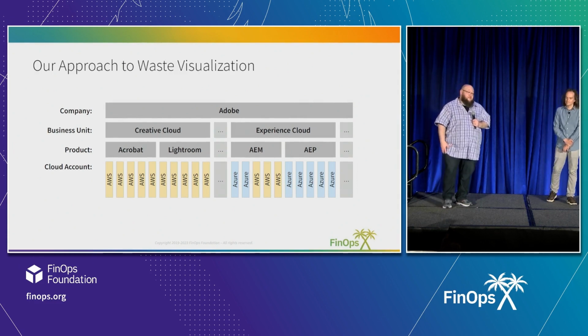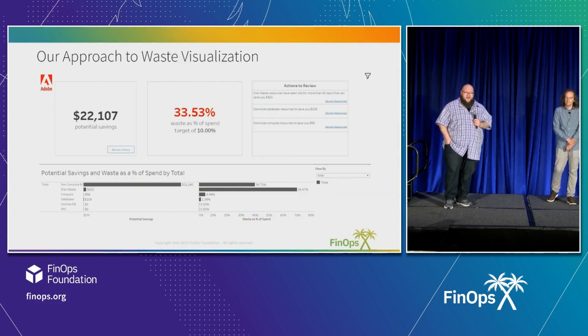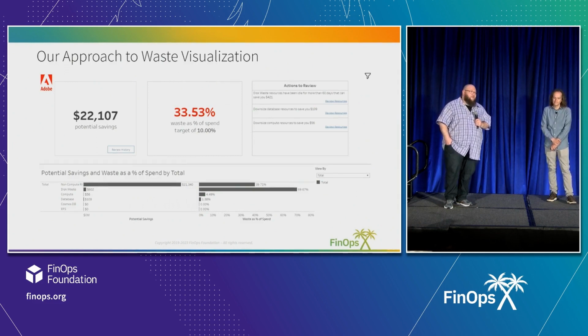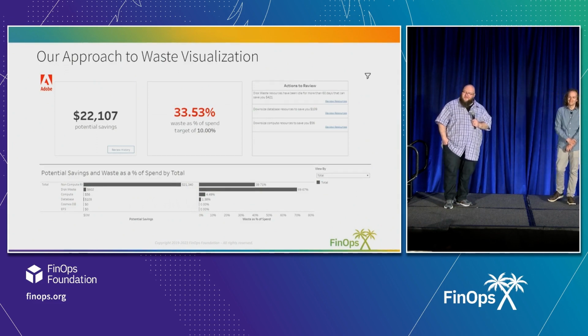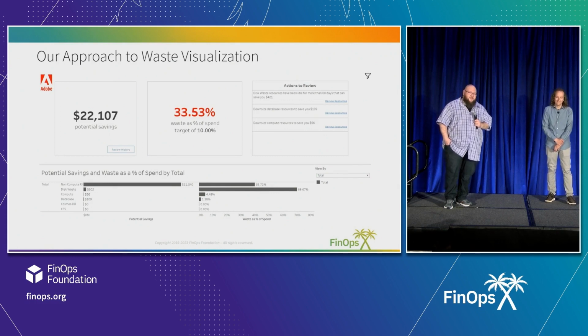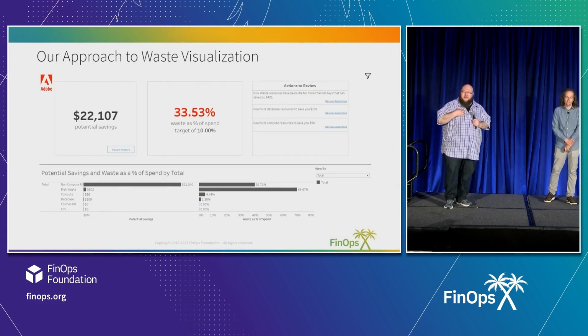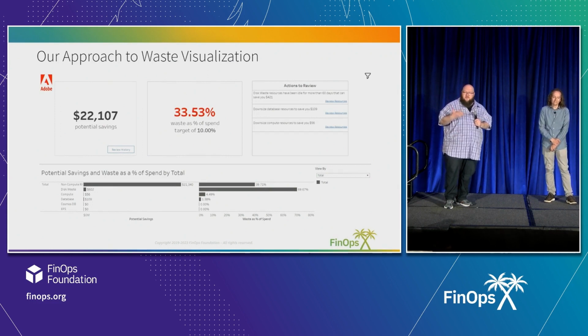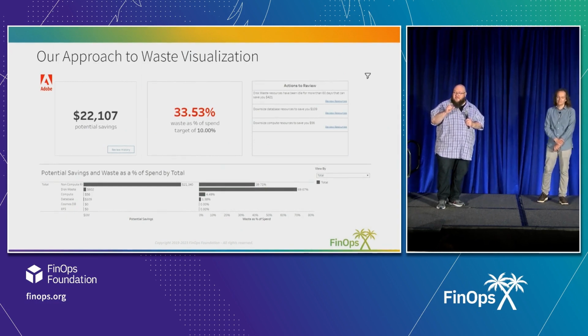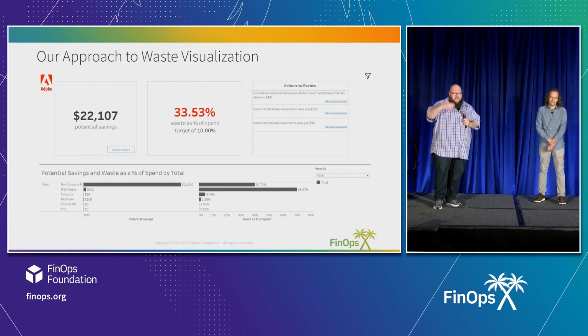On the next slide, here's an example of the dashboard. There's some data hidden here. I think legal would be concerned about me sharing certain numbers. But what I did is I filtered this down to a subset of accounts that I own. And the first thing that stands out is I have a $22,000 a year savings opportunity. Not huge, but compared to the amount of spend on the handful of accounts I've selected here, 33% of my spend is waste. Down below, we break that out.